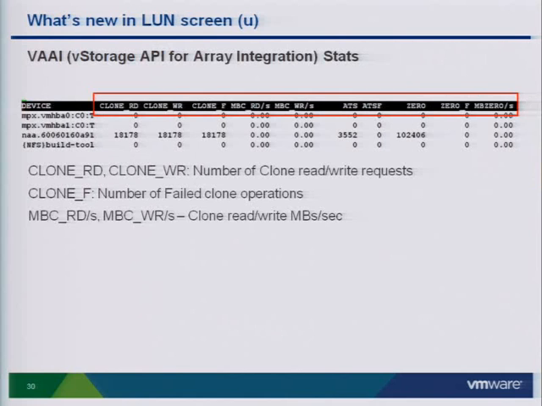Okay. The other interesting thing that we added in 4.1, of course, we added a bunch of interesting things in 4.1, I don't know why we called it 4.1, is the vStorage API for Array Integration. What this does is, instead of doing certain operations through the ESX host, we can actually offload the work to your storage array. When you are cloning a VM, for instance, you read the VMDK file from the LUN to the ESX host, and then you write it back to the same LUN.